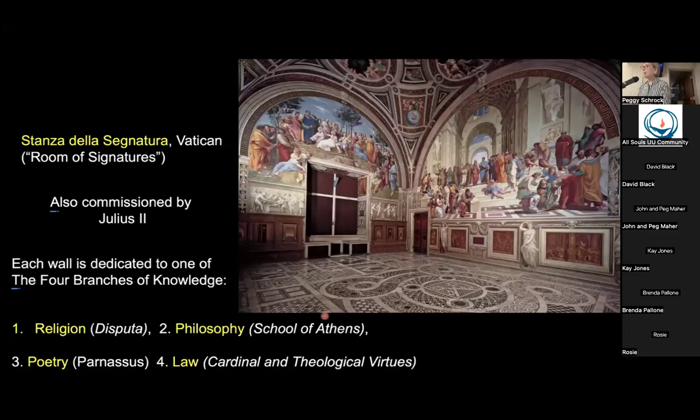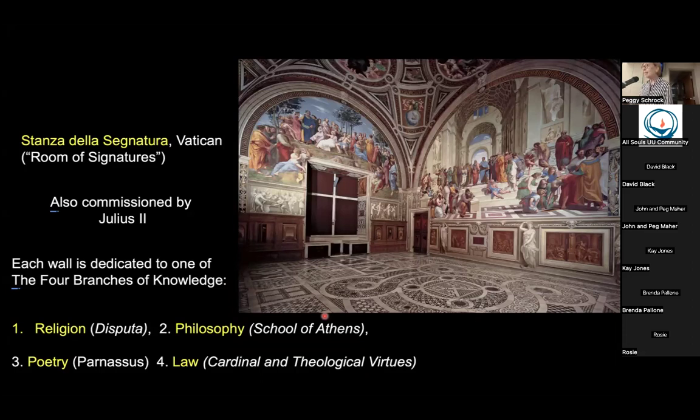His most famous work, however, is a giant fresco, actually four of them in one room in the Vatican, in a room called the Stanza della Segnatura, which means room of signatures. It is the private library of the Pope. The room of signatures is a reference to the fact that this is where all papal edicts are signed. It's a room reserved for the signing of papal edicts.